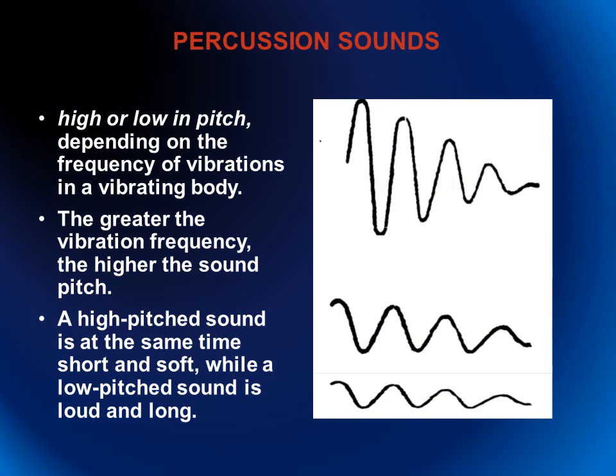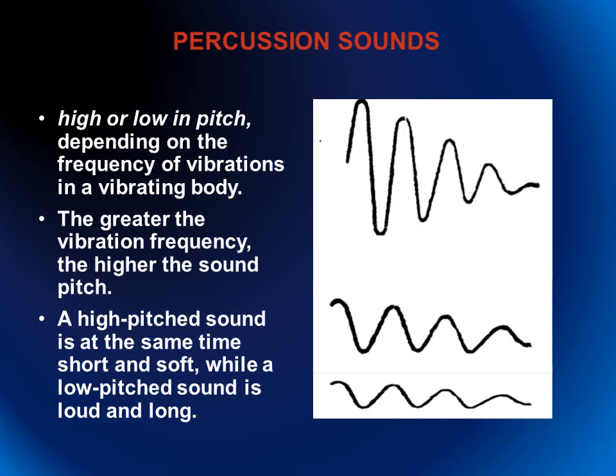This slide demonstrates an iconic image of percussion sounds. They may be high or low in pitch, depending on the frequency of vibrations in a vibrating body. The greater the vibration frequency, the higher the sound pitch. A high-pitched sound is at the same time short and soft, while a low-pitched sound is loud and long.